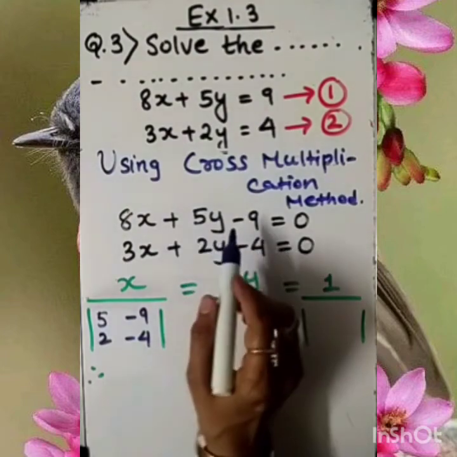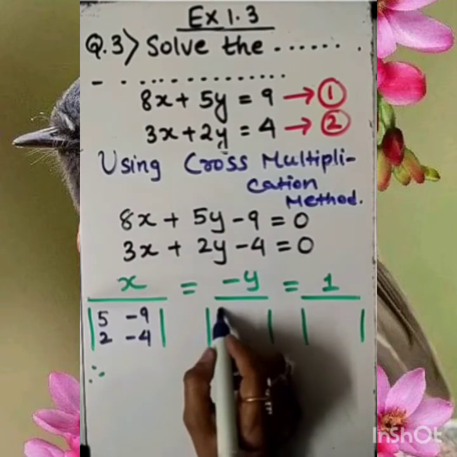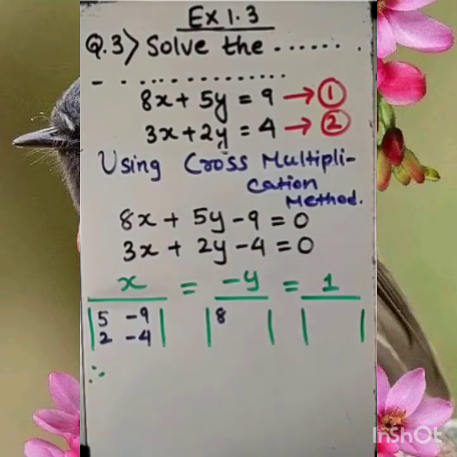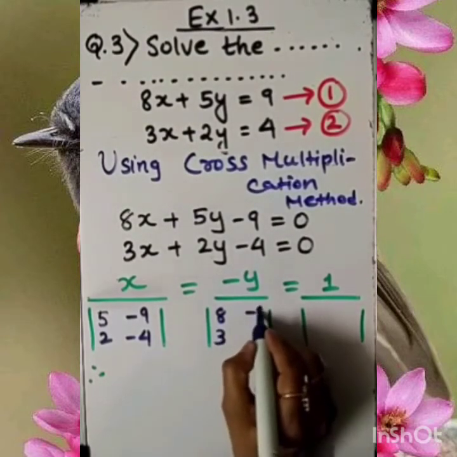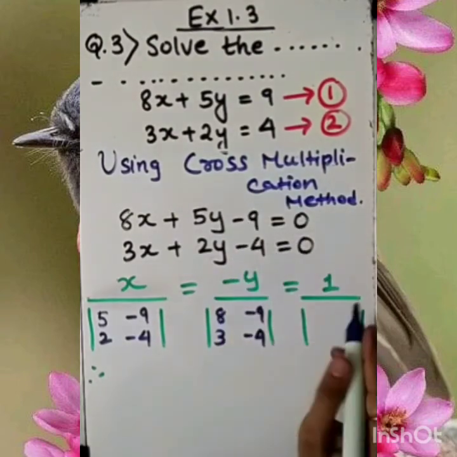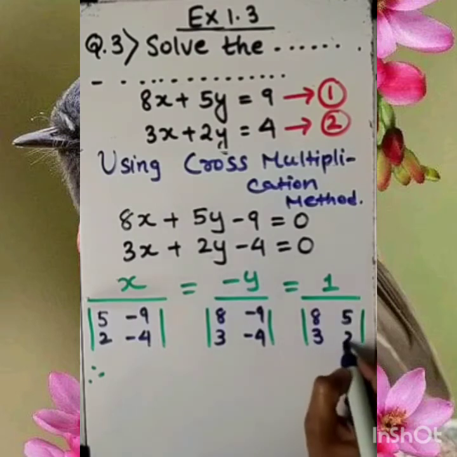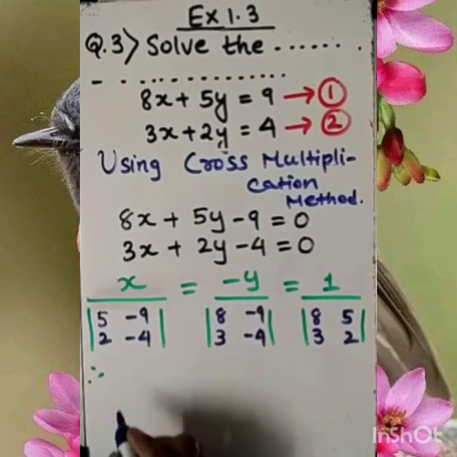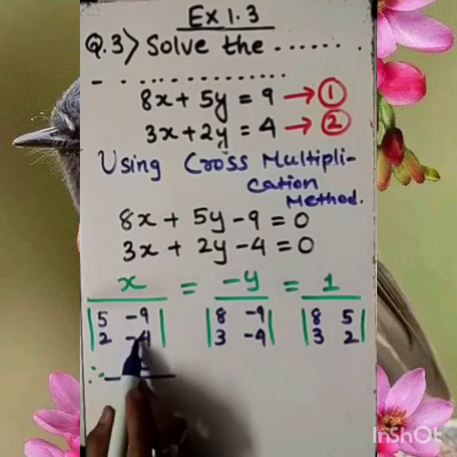Okay, now let me hide the coefficient of y. So we will have here 8, then 3, then here minus 9 and minus 4. Same thing here: we have to hide the constant terms, so 8, 3, 5 and 2. Okay. So let's simplify. So we will have x upon 5 fours are 20.